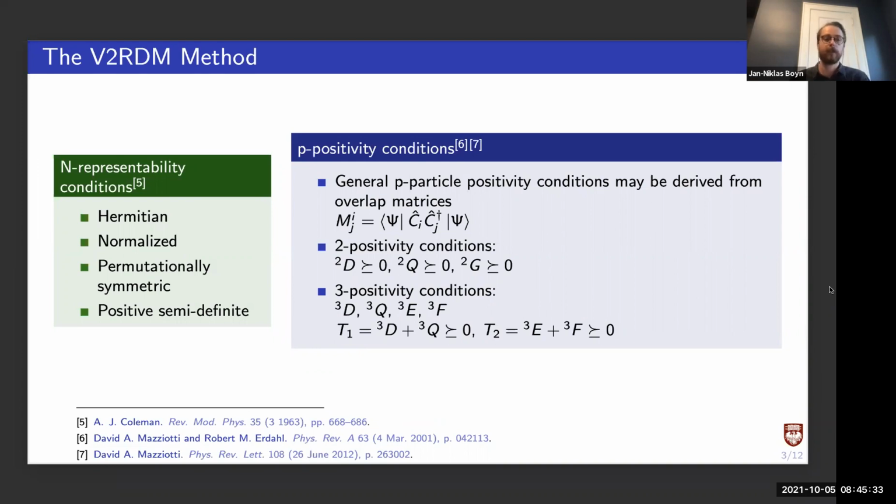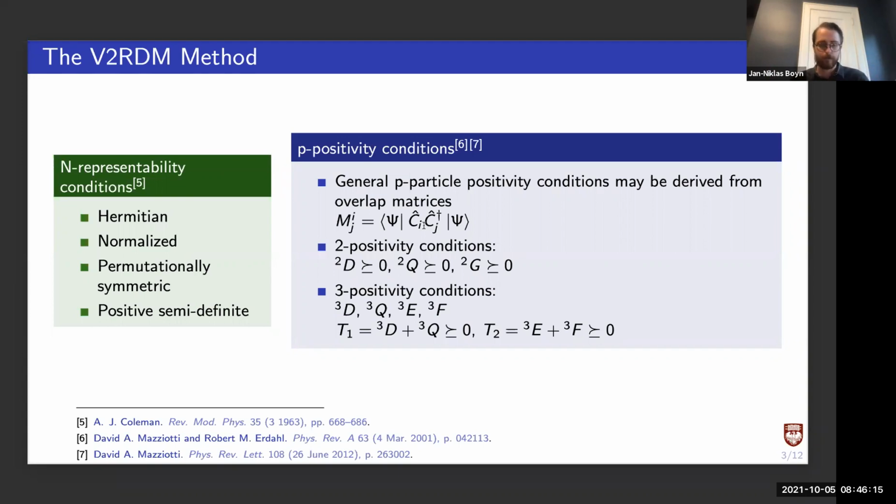In particular, the 2RDM needs to be Hermitian, normalized, needs to retain permutational symmetry, and it needs to remain positive semi-definite. However, more complete p-positivity constraints were also later implemented in the 2000s. And this is basically a hierarchy of higher order p-positivity constraints that may just be derived by the overlap matrices, where c are just the combinations of creation and annihilation operators. The most commonly used set in our calculations are really the 2-positivity constraints, which are just the 2D, the 2Q, and the 2G conditions.